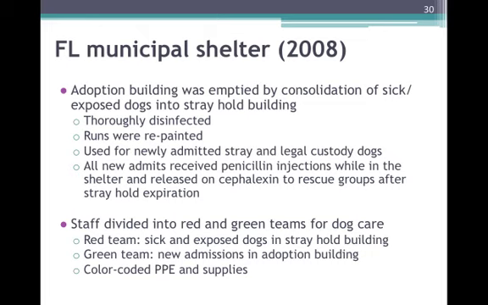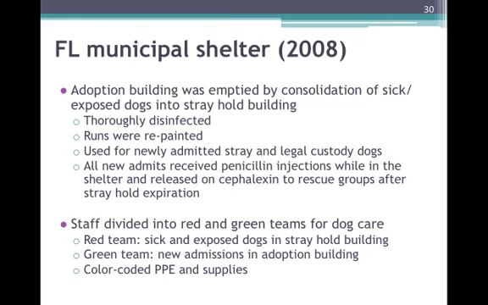And that's what she'd asked for for 3 years, and it took strep zoo to get the commissioners to say yes. We'll send people right over and do it. So once this was done, this building was used for housing of newly admitted stray and legal custody dogs they had to take in because they're a municipal shelter.